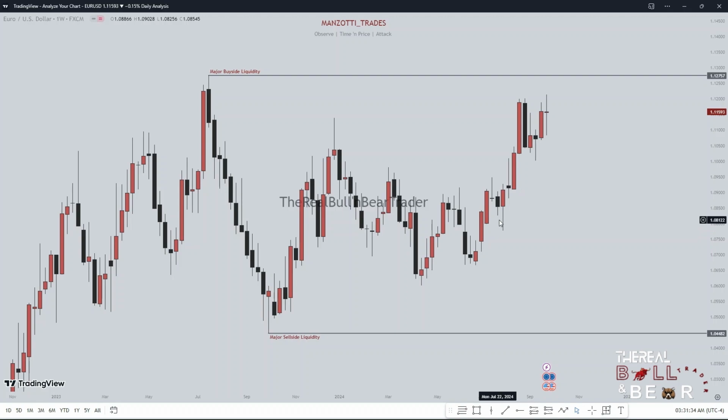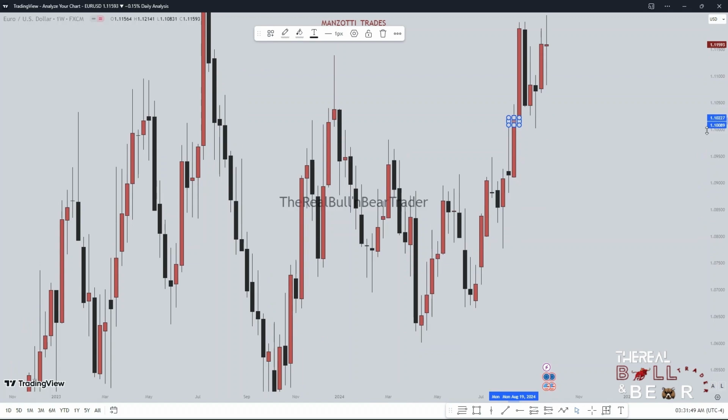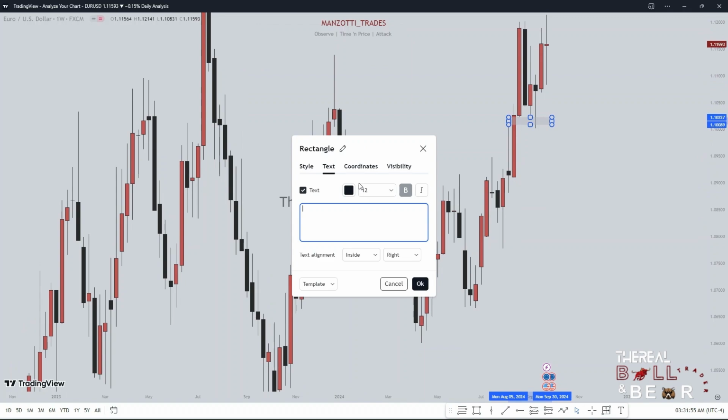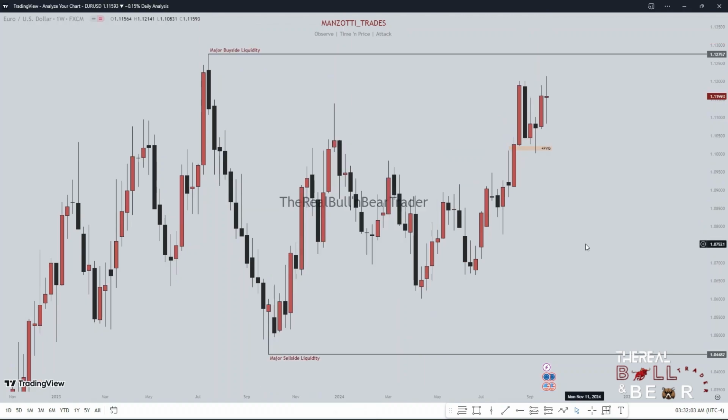So what is this? It's a gap, a fair value gap, which is a bullish fair value gap. It was respected. Bullish fair value gap. What do you see? What do you want more? Okay, let me cook.